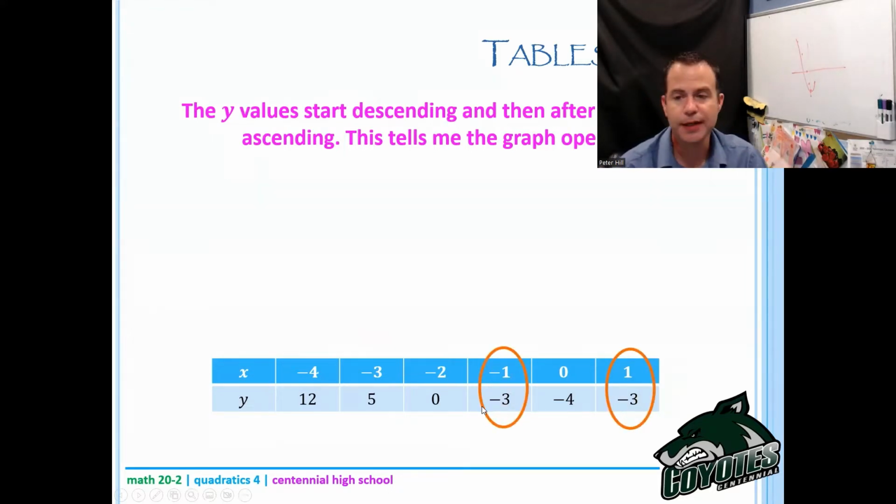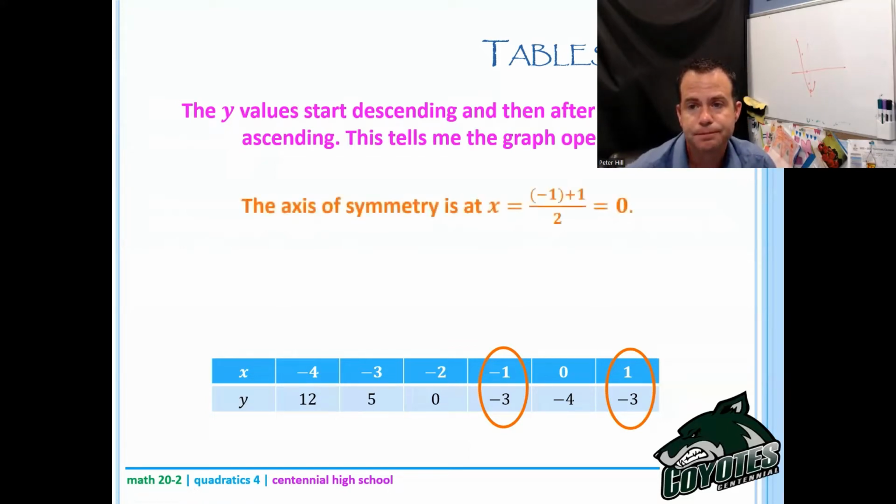We can see them right here. We've got -1 comma -3, and 1 comma -3. So both of those points have the same y value of -3. We talked yesterday that we can take the average. So the axis of symmetry will be, I'm going to add those 2 things together, -1 plus 1, right? I'm adding the x values together. -1 plus 1 is actually 0. And then when I take 0 divided by 2, I get 0. So the axis of symmetry is at x equals 0.